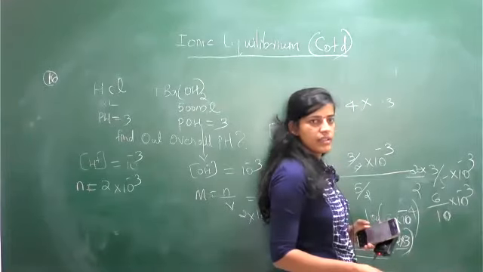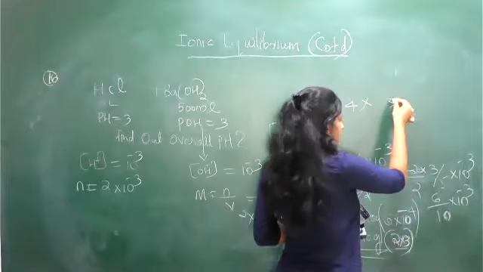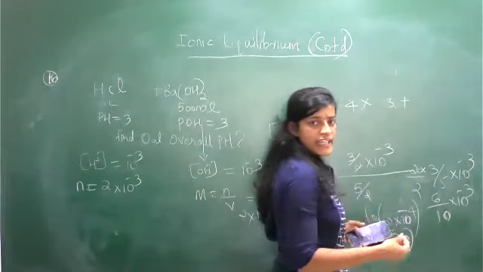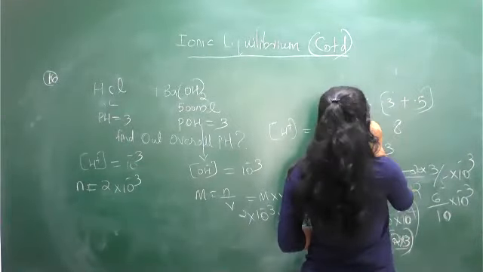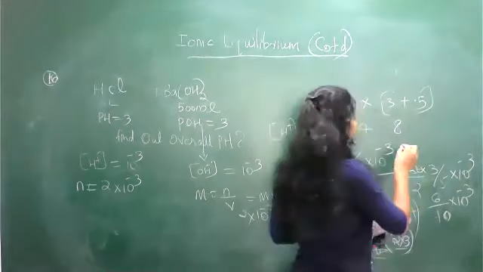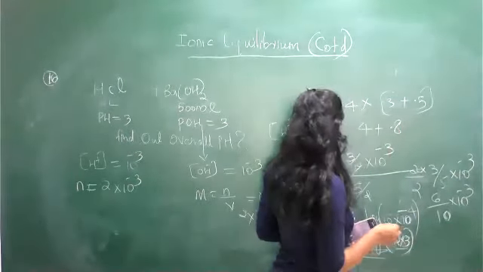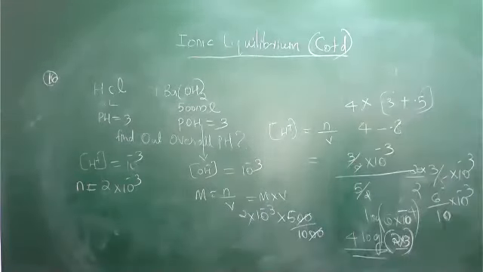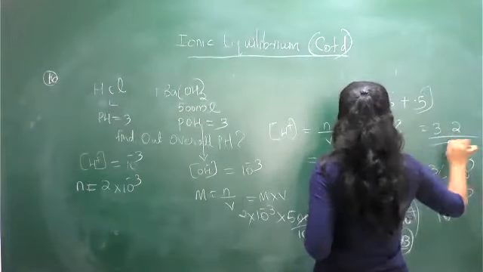Log AB is log A plus log B. So log 2 is 0.3 plus log 3, 0.5. What about your result? 3 point something, correct? You got the result: 3.2.